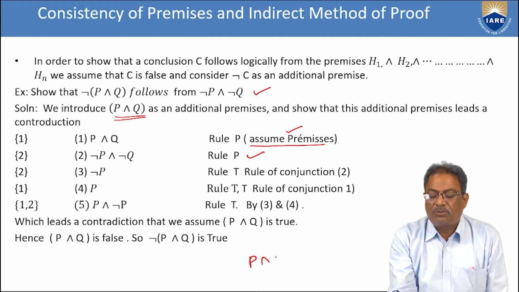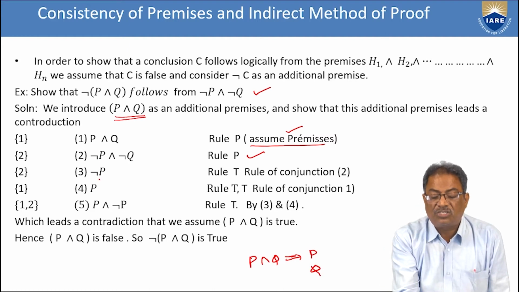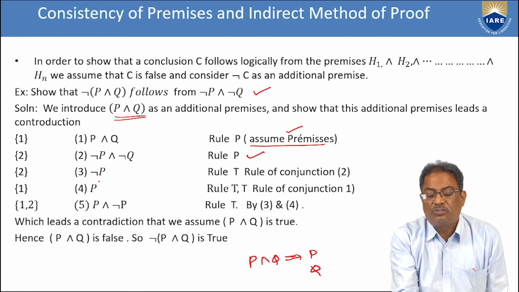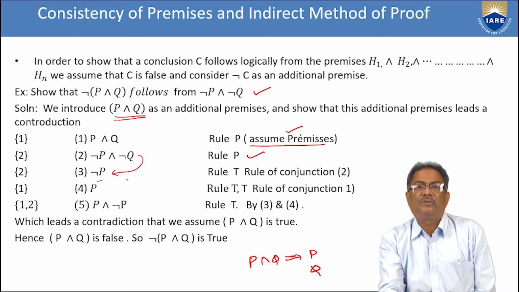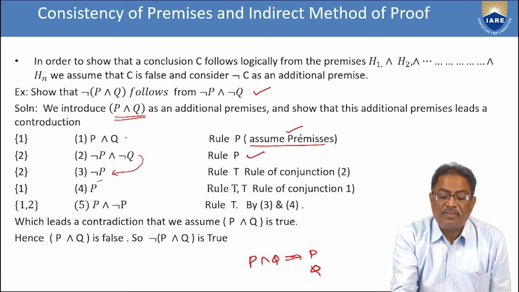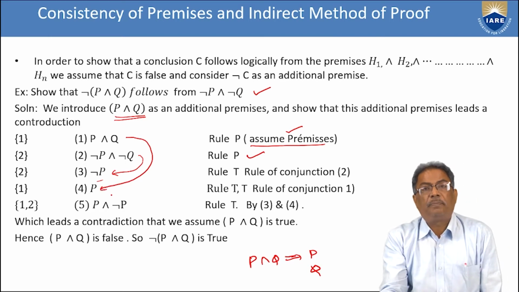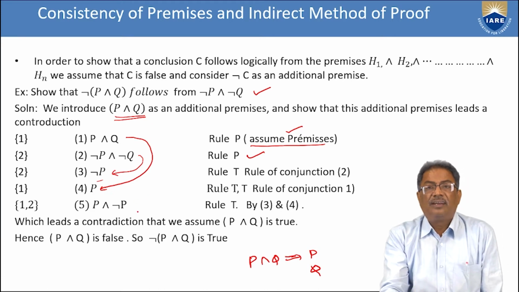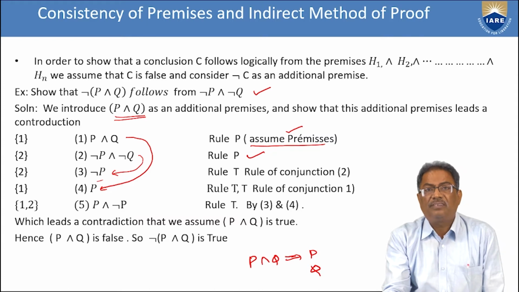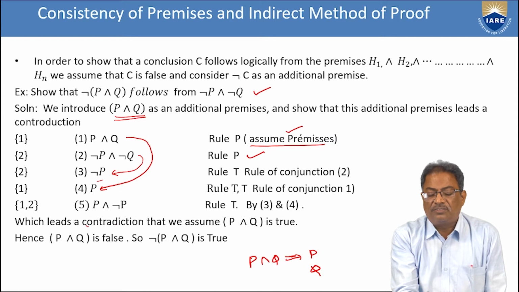Whenever P and Q are true, then obviously P is true and Q is true. So in that way, from this we can take it that negation P is true. Of course, negation Q is also true. And from this, we can say that P is true. So P is true as well as negation P is true, which is a contradiction.